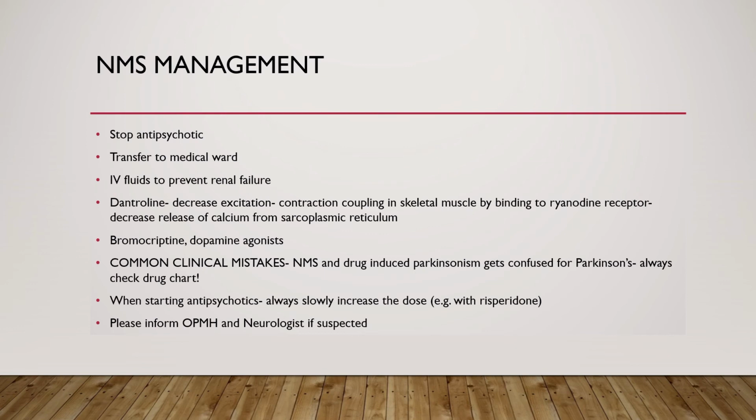Dantrolene is something that can be given. This works by decreasing the excitation of skeletal muscles. It prevents the release of calcium from the sarcoplasmic reticulum of skeletal muscles. Bromocriptine can also be used in some cases. And just to reiterate, please do not get confused between NMS and drug-induced Parkinsonism, and just check the drug chart if you're suspecting the former.